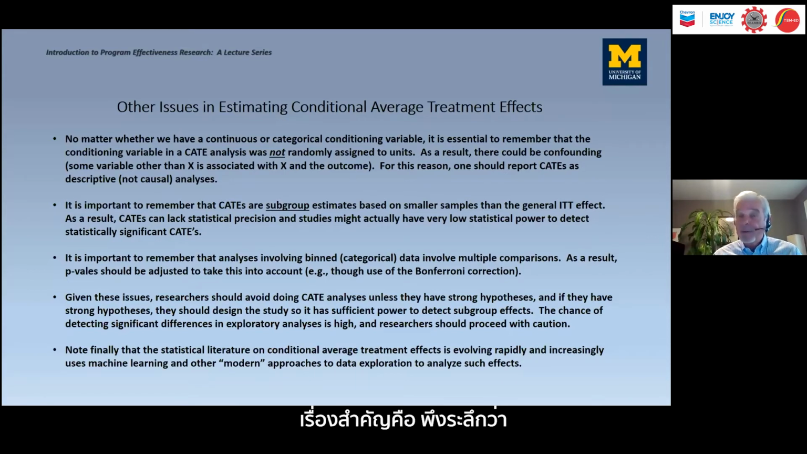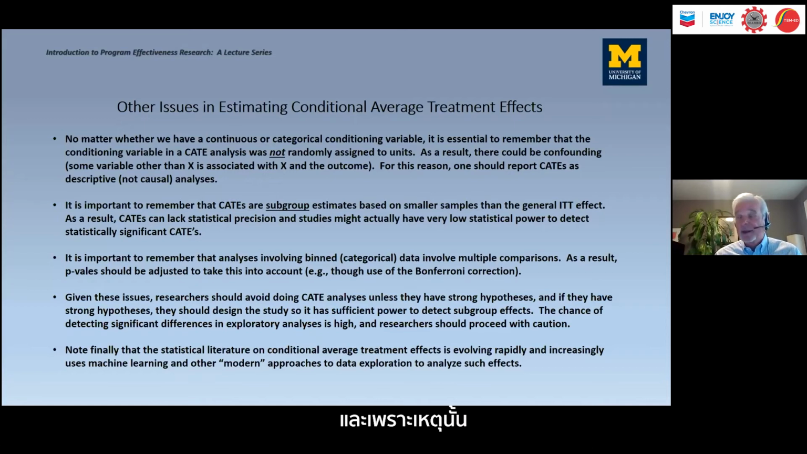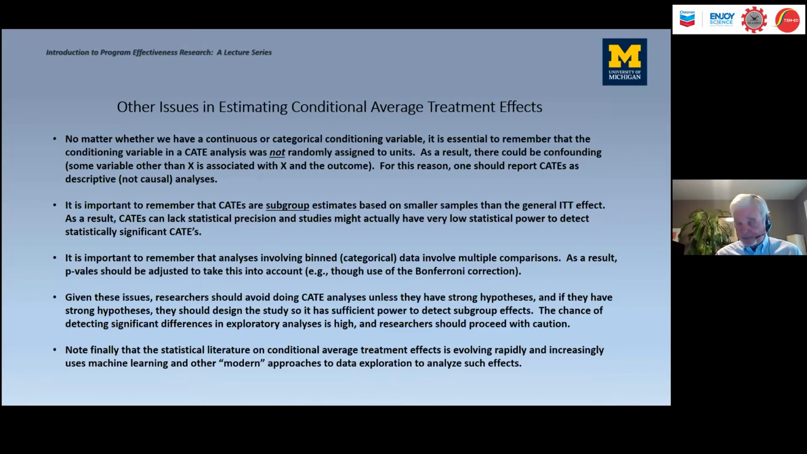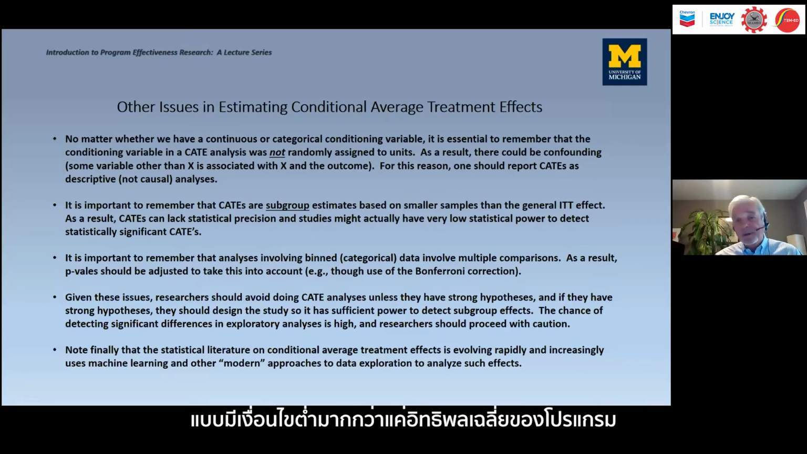It's important to remember that these conditional average treatment effects are always based on smaller samples than your general ITT effect. And because of that, they're going to lack statistical precision. And your study is going to have much lower power to detect the conditional average treatment effects than it is to just get the average treatment effects.